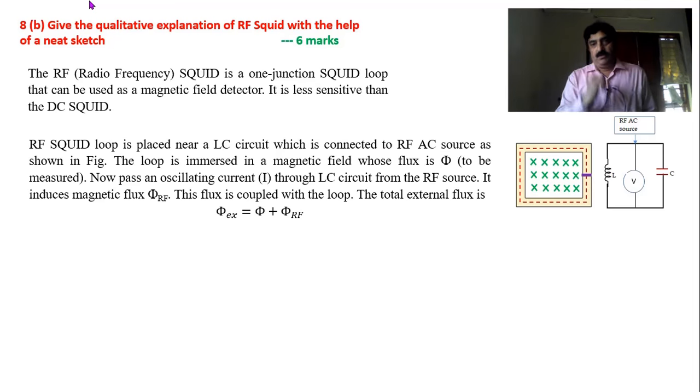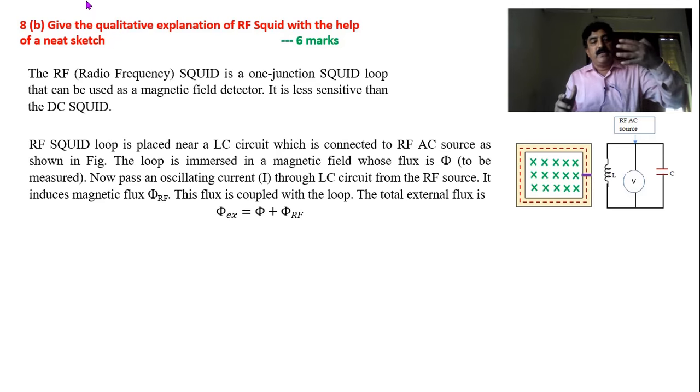Okay. Now, this is the SQUID and this is the LC circuit. Between these two, there is a sort of indirect connection. This is called mutual inductance. You might have studied this in PUC. There are two types of inductances, self-inductance and mutual inductance.